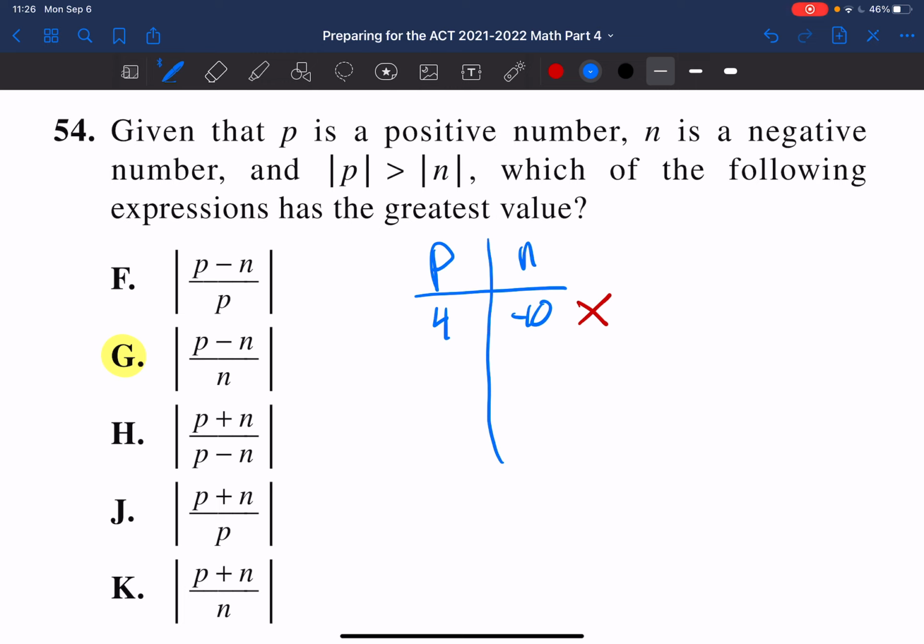Likewise, if I said 7 and 0, that also wouldn't work, because n has to be a negative number.